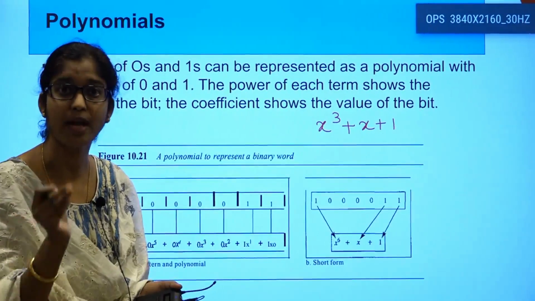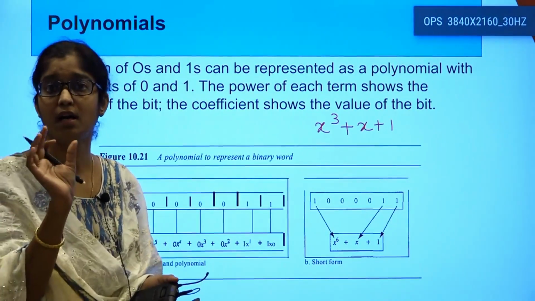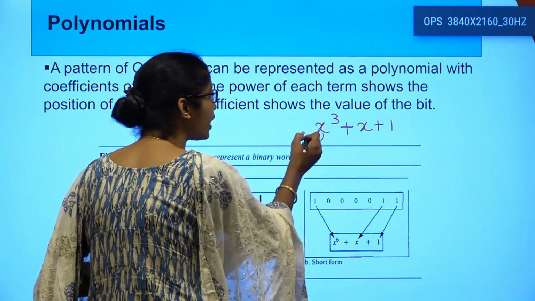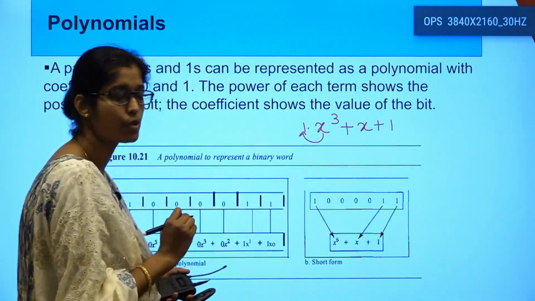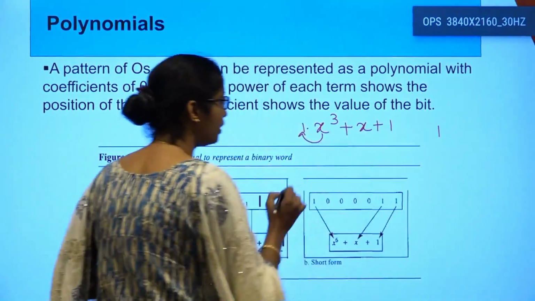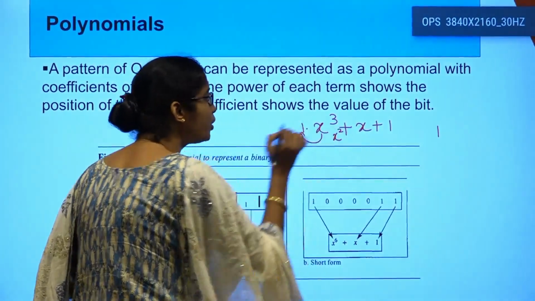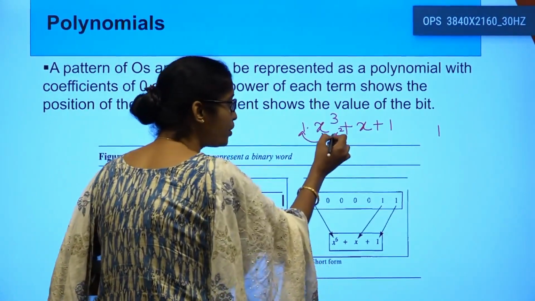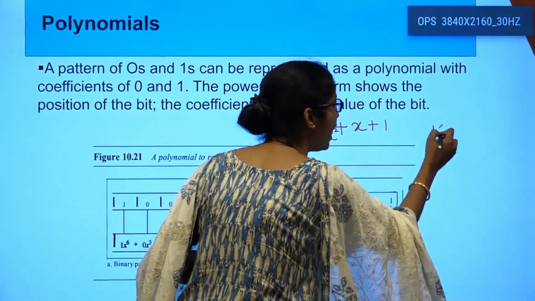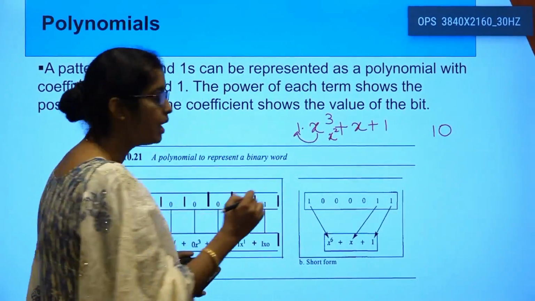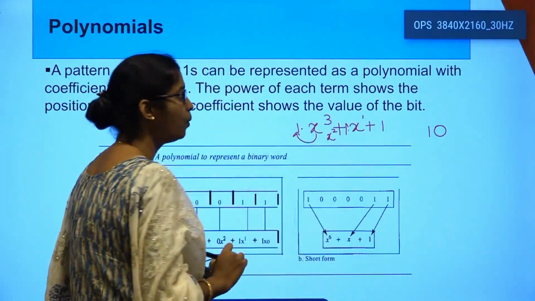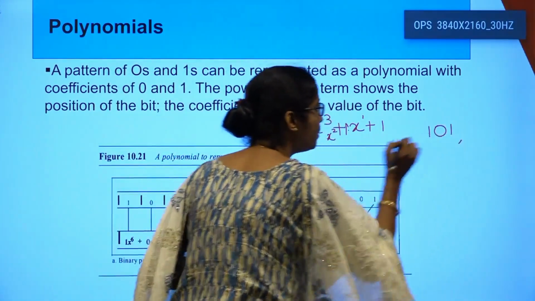So what I will do is I will see the coefficients of the terms in the polynomial. What is the coefficient of x power 3? It is 1, so I will take it as 1. Then the x power 2 term is not specified, so the coefficient of x power 2, because x power 2 is not there, I will write as 0. Now x power 1: what is its coefficient? 1. So I will write a 1 bit here.